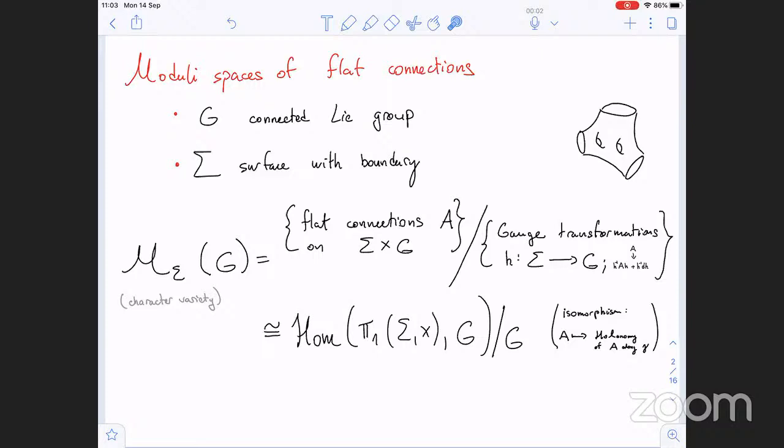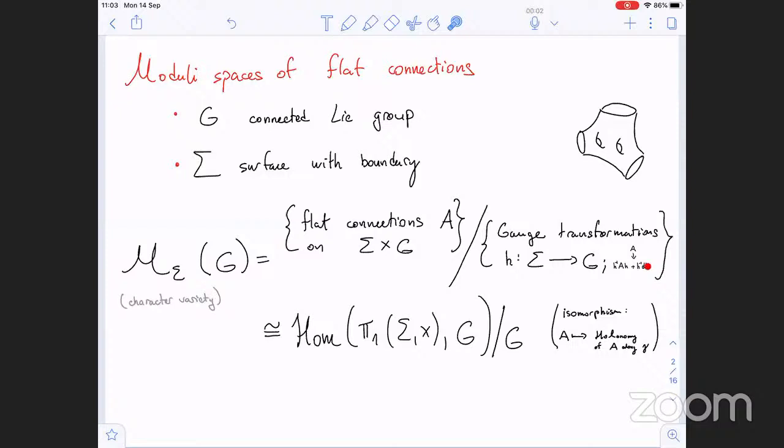So we look at just flat connections on this trivial bundle, and we take them up to gauge transformations. So gauge transformations, here we can just see them as functions from the surface to the group. And if you have a connection, this is a Lie algebra valued one form on sigma, you can change it by this small formula here.